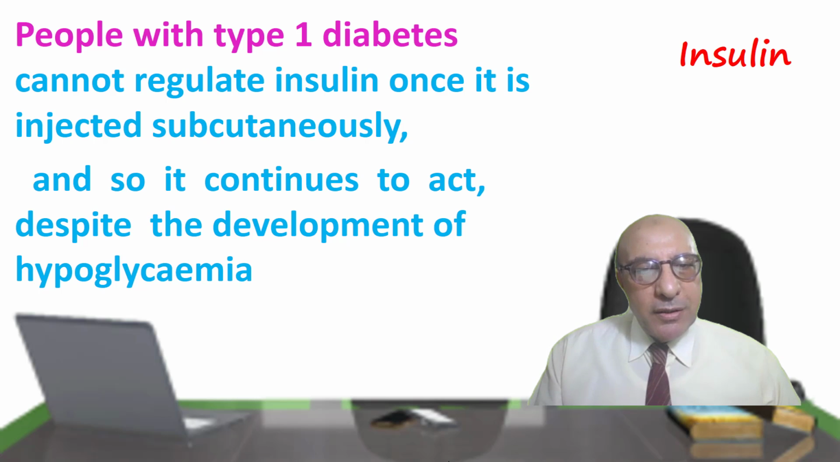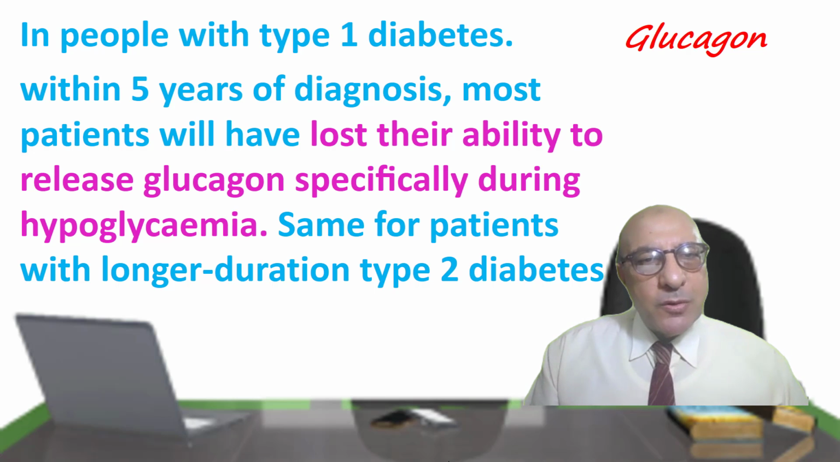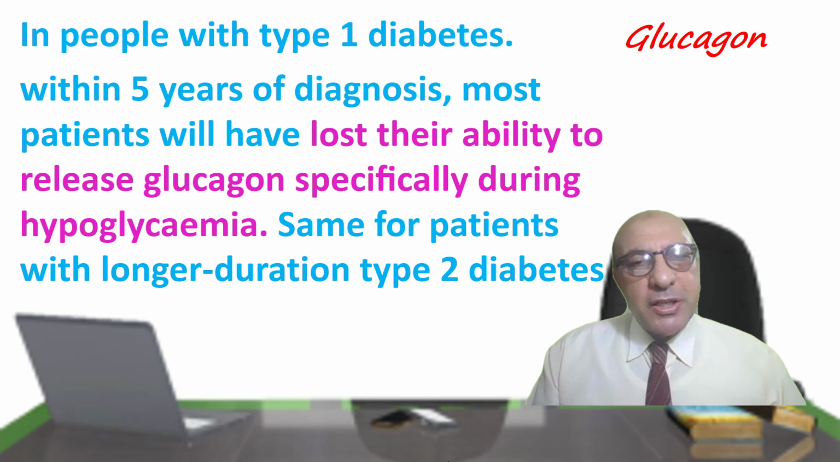Insulin is still in the body, it cannot be suppressed, and it will continue to act despite the development of hypoglycemia. This is the first thing. So even with hypoglycemia, the injected insulin will still work and will decrease the blood sugar more. What about glucagon? It was found that in people with type 1 diabetes, within 5 years of diagnosis, most patients will have lost their ability to release glucagon, specifically during hypoglycemia.